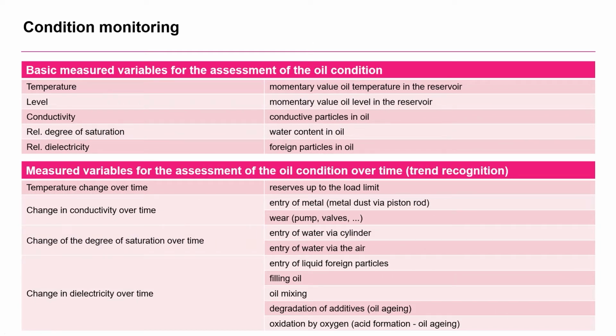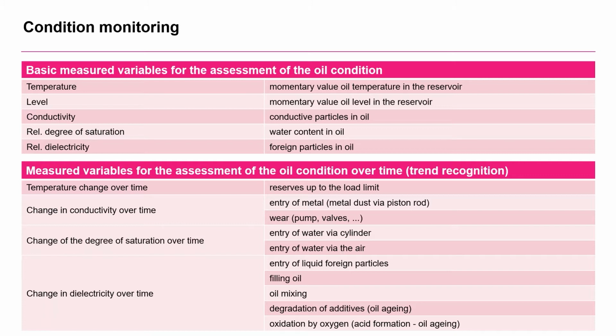Okay, again, the basic measured variables for the assessment of the oil condition. So the temperature, we check the momentary value of oil temperature in the reservoir. We check the level, so this is also the momentary value of oil level in the reservoir. The conductivity, so again, the amount of particles in the oil. The relative degree of saturation, so the amount of water in the oil, and the permittivity, which covers other foreign particles which are non-metallic, which are also in the oil.